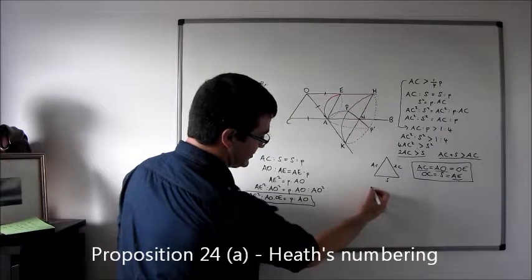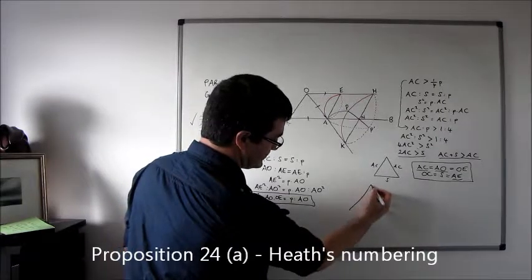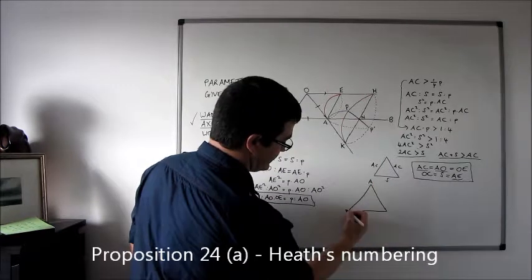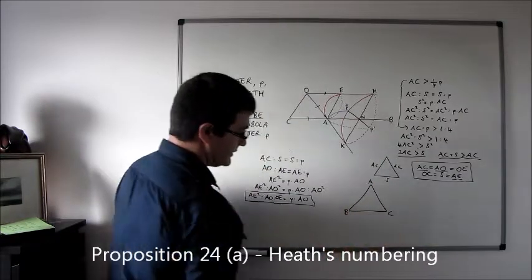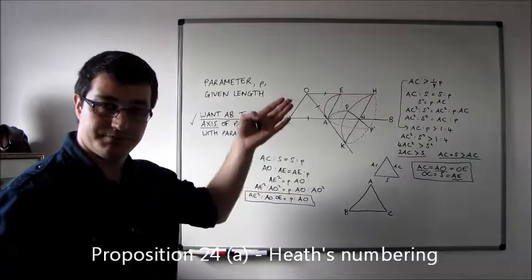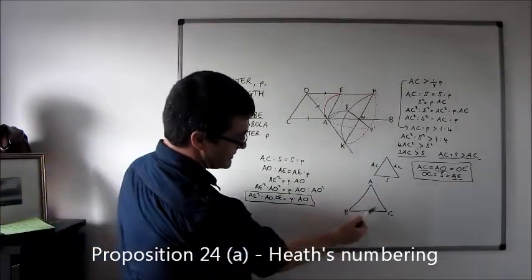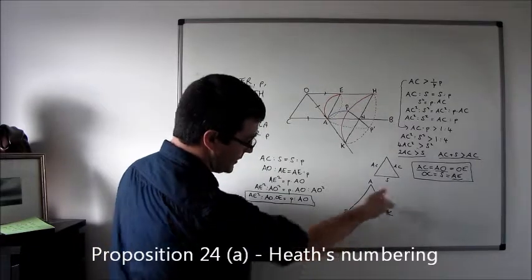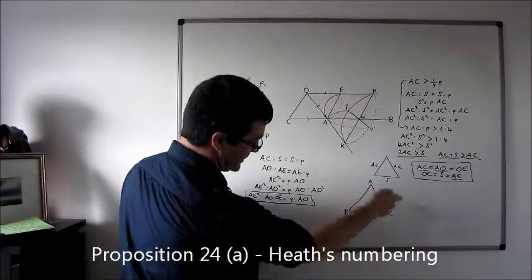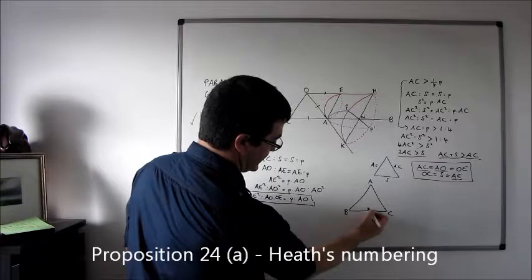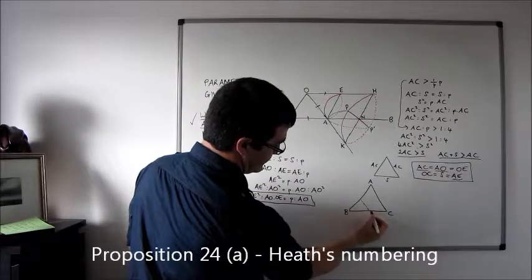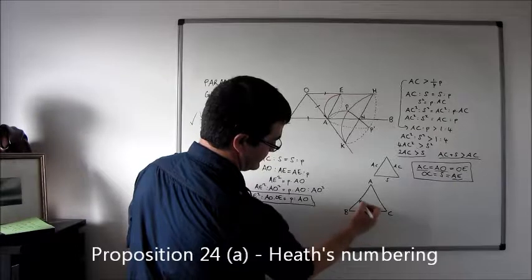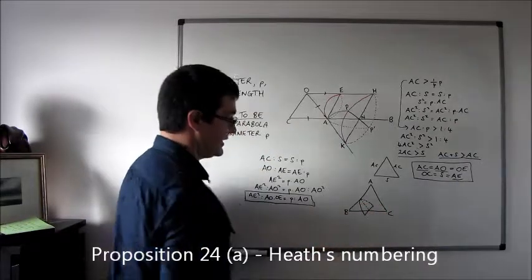Given an axial triangle, A, B, C, and if we cut a kind of parallel to the line AC, if you will, but perpendicular to the base, then we get, I'll try and draw this as well as I can, something like that.